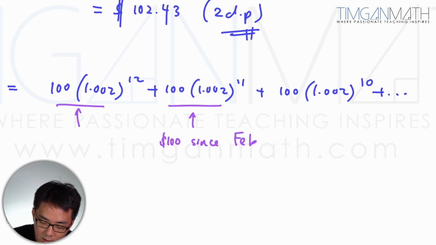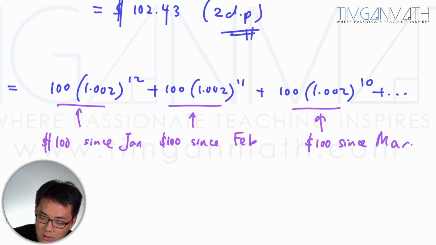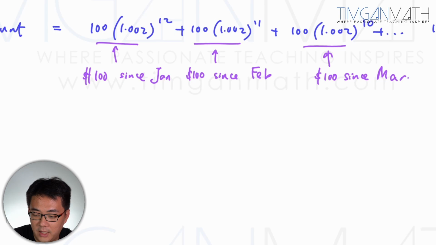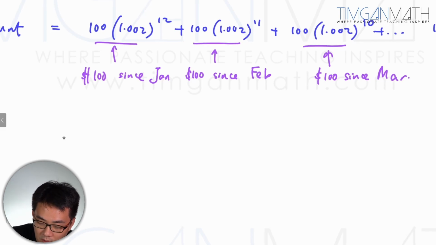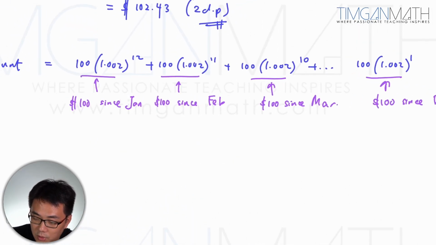This is 100 since Jan. This is 100 since March. Okay, then this is obviously 100 since December. So I could just add this up. I think it's pretty okay. Once this is done, I'm just going to extract 100 out. It's 1.002 to the 12 plus 1.002 to the 11, and so on. Actually, it's just a GP, right? Just a GP.